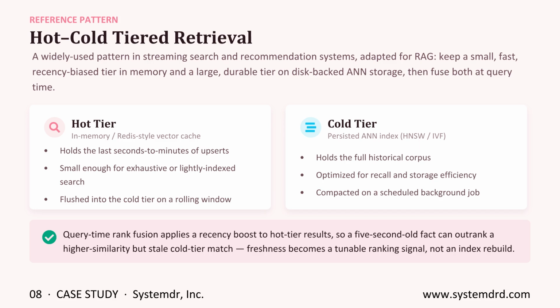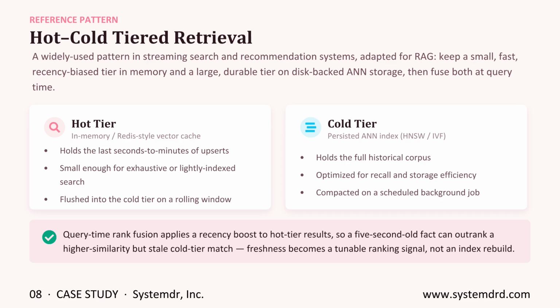It only needs to hold the window of data not yet merged into the cold tier, so it can afford a fast, low-fidelity index, or even exhaustive search. The cold tier holds the bulk of your corpus, optimized the way a traditional vector database is optimized, for recall and storage efficiency at scale, using structures like HNSW or IVF.